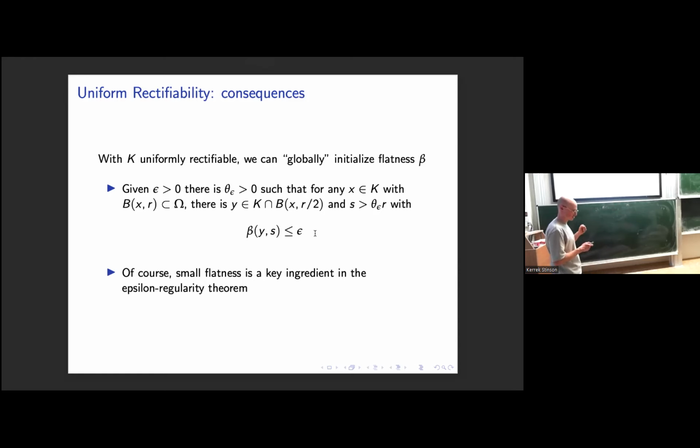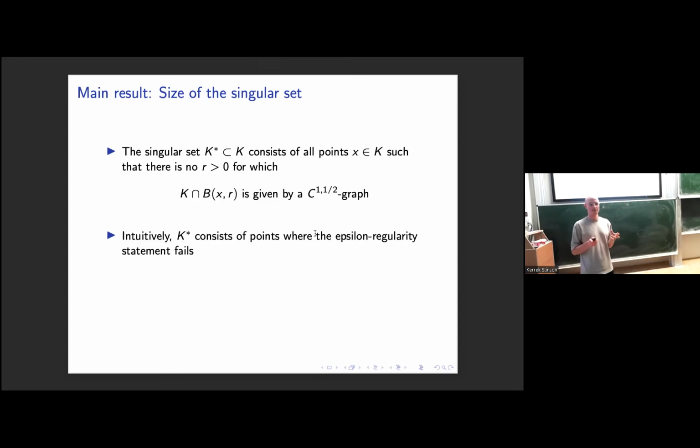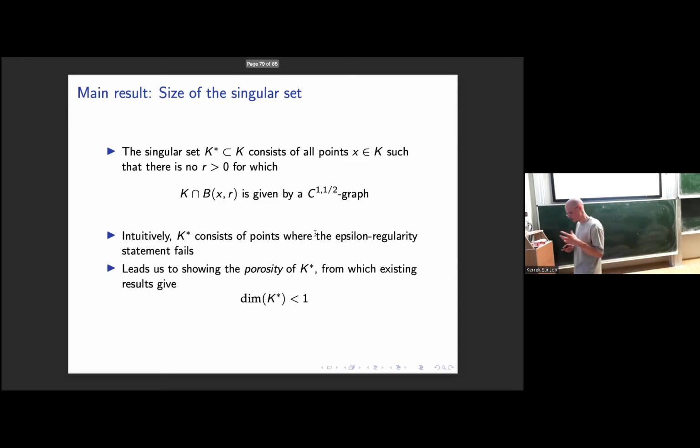And we want to kick in the epsilon regularity result to get control on the size of the singular set. The singular set is basically all points such that there's no small scale on which the surface is regular. Intuitively, this is just all points where the epsilon regularity statement doesn't hold. What we do is show that the epsilon regularity statement can kick in at near most points. This is the porosity. Once we have the porosity, we get a dimension estimate on the singular points within the crack.